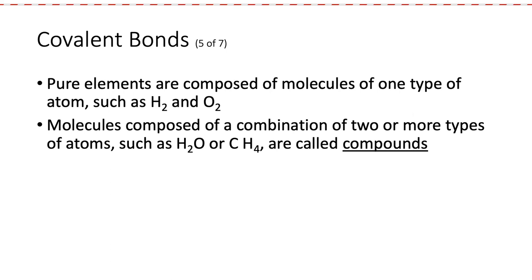If you look at elements that are composed of just one type of atom, such as here's a hydrogen molecule, here's an oxygen molecule, O2, we would call those pure elements. We would just say that's a molecule of one type of atom. But if molecules are made up of a combination of two or more types of atoms, then we would say that those are compounds. So molecule is an overarching term. Compound is more specific to when you've got different atoms involved.